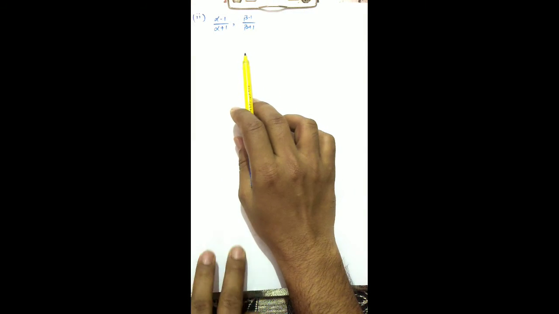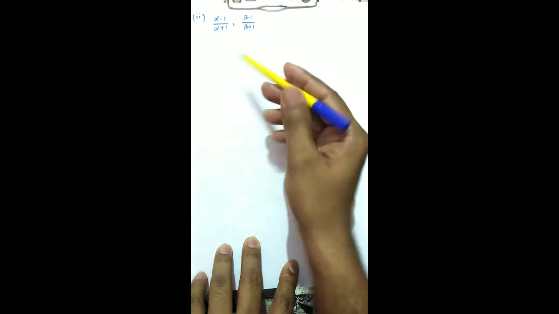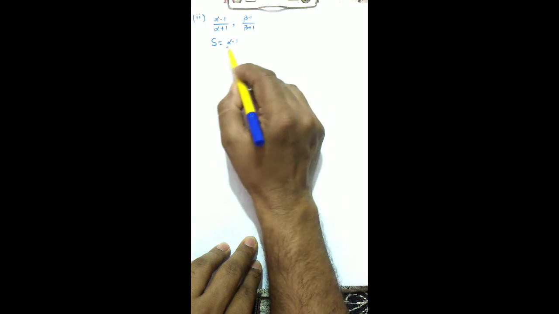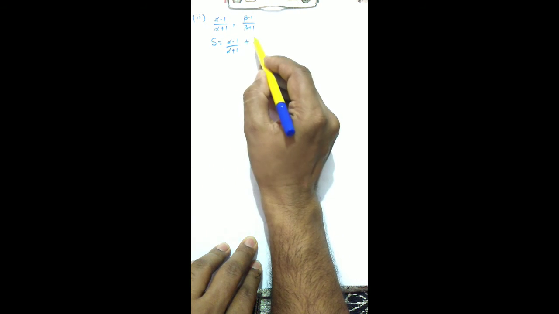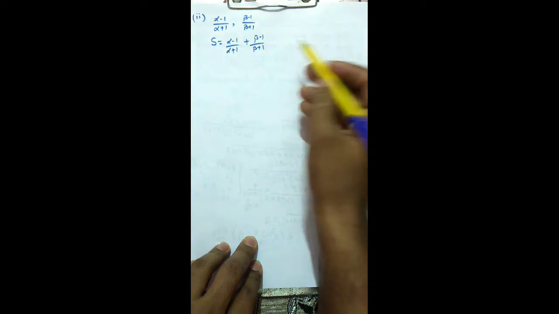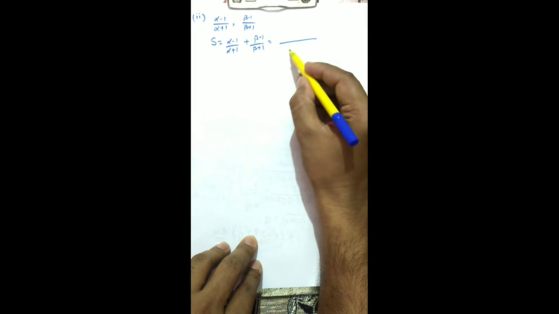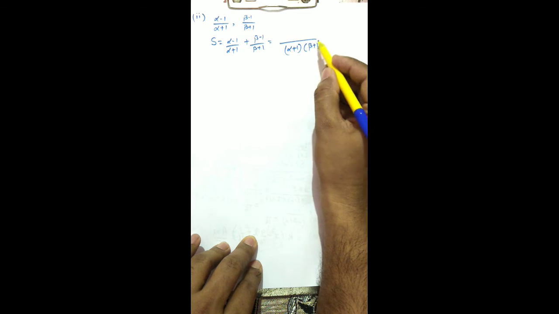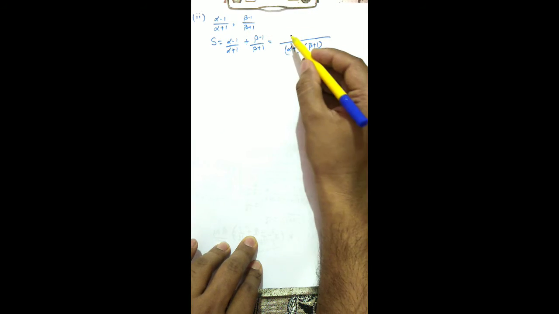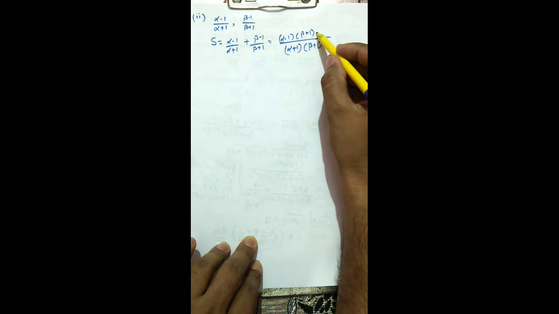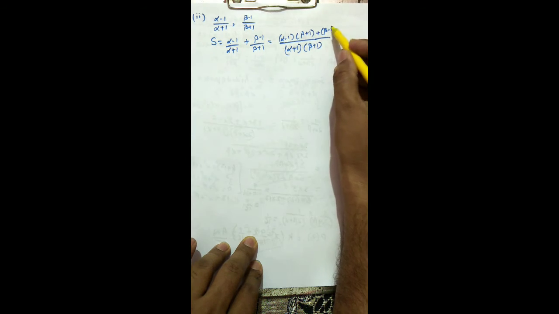Now this is the second part of question number 1. So here we'll find S first. S means alpha minus 1 over alpha plus 1, plus beta minus 1 over beta plus 1. So we'll take the LCM because there is no other option. The denominator is alpha plus 1 times beta plus 1, and the numerator will become alpha minus 1 times beta plus 1, plus beta minus 1 times alpha plus 1.